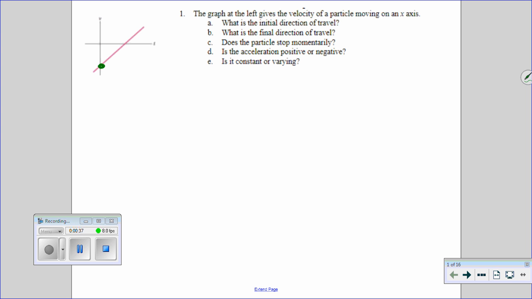So, Sarah, what do you got for that? I got it right. Okay, and how did you know that? Because it's positive velocity, right? Is everybody good with that? Cool. All right. Johnny, question C says, does the particle stop momentarily?